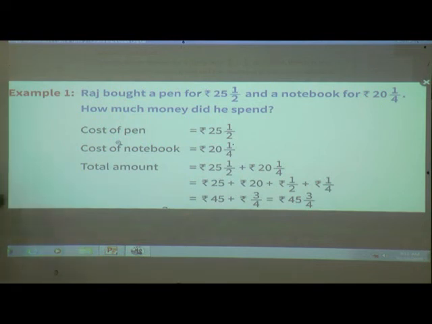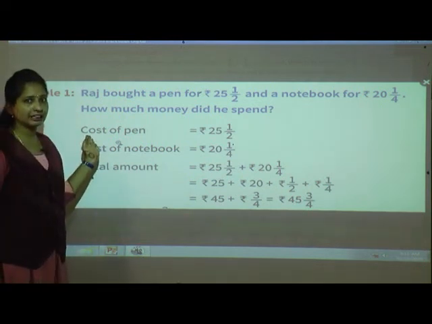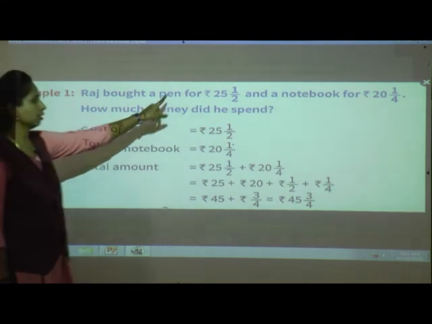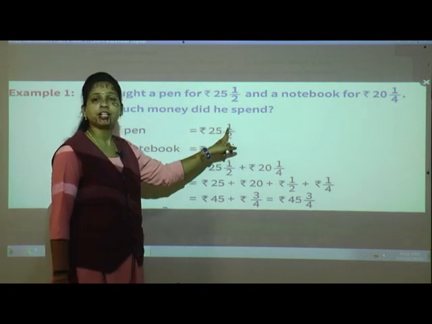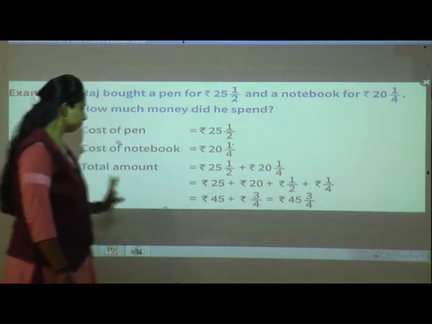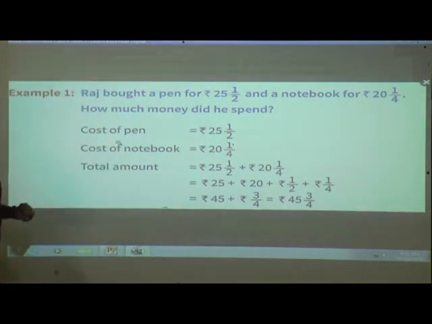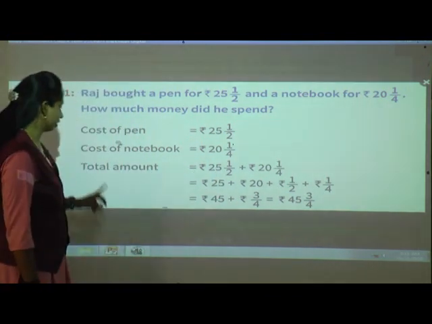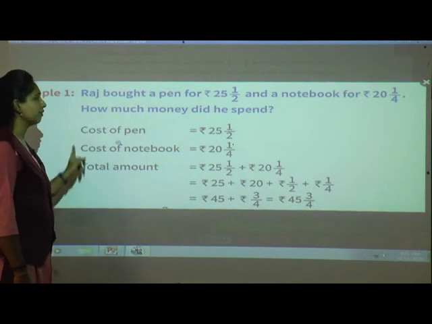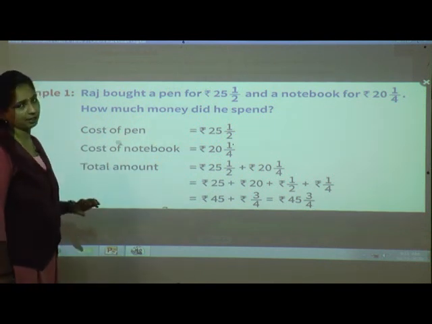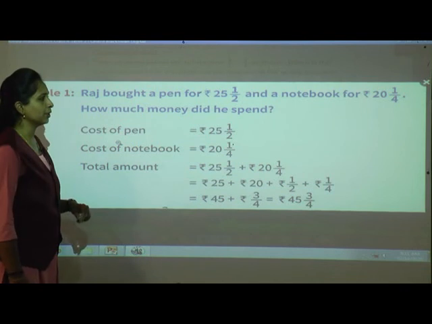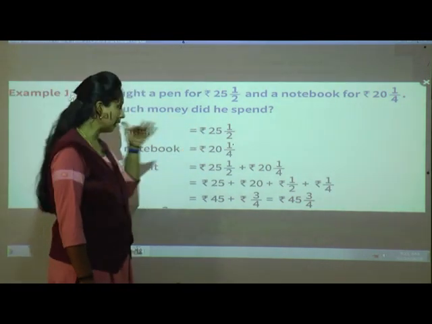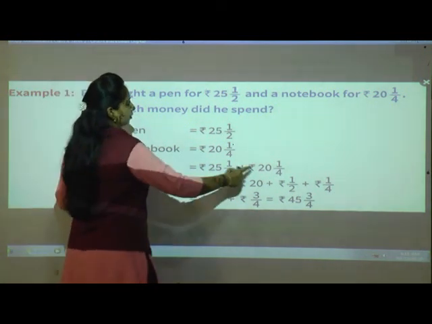So first you have to write the given information. What is the given information? Cost of pen, they have given rupees 25 and 1 upon 2. And the cost of notebook, they have given rupees 20 and 1 upon 4. Now we have to find out how much money he spent in all. So total amount equals what do we have to do? We have to add both the numbers. So here I have written it.